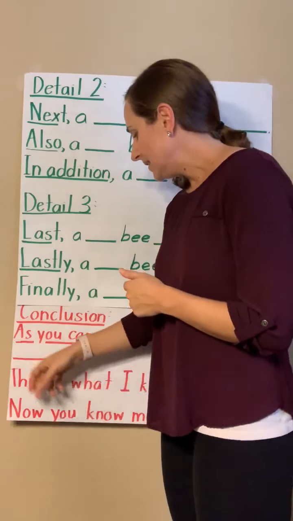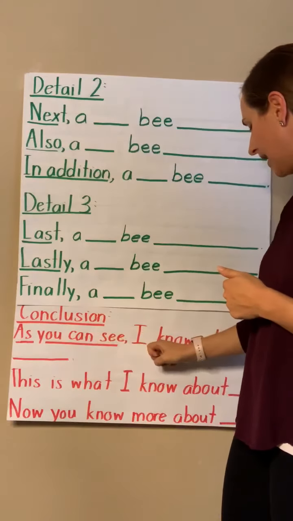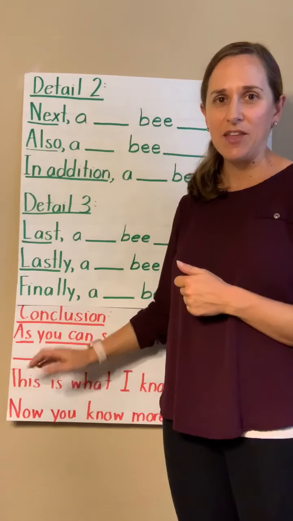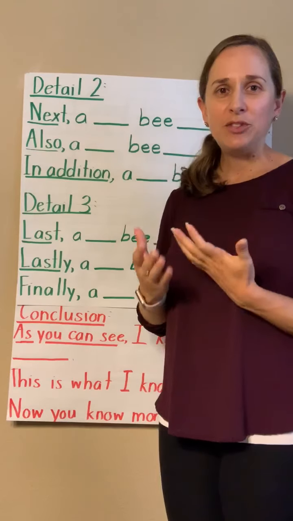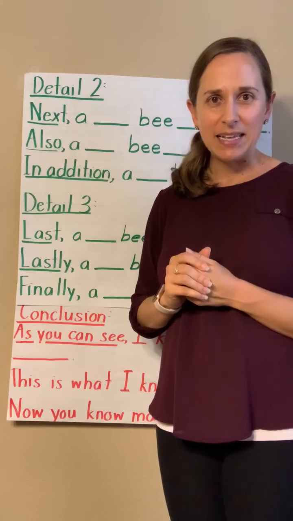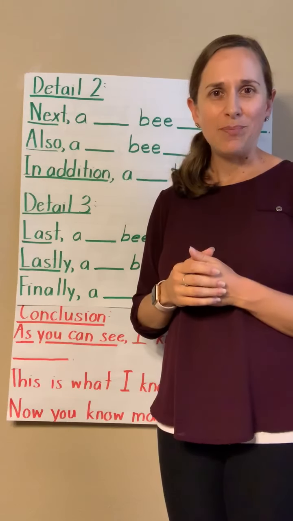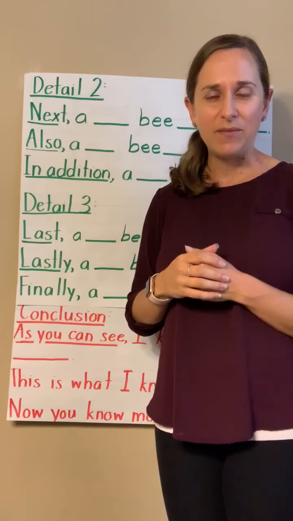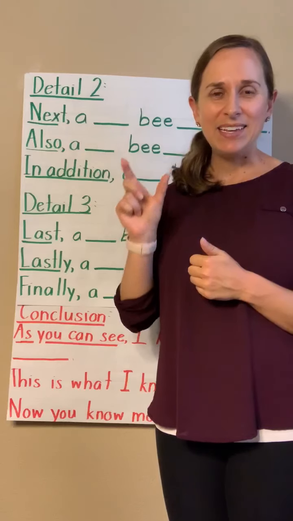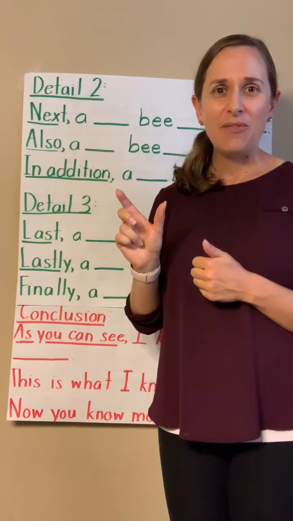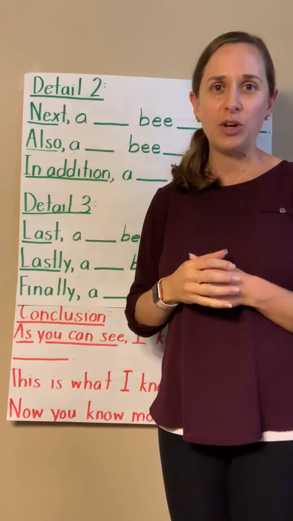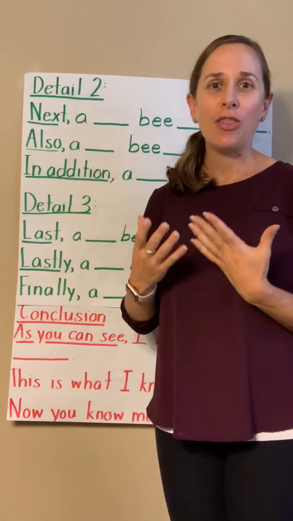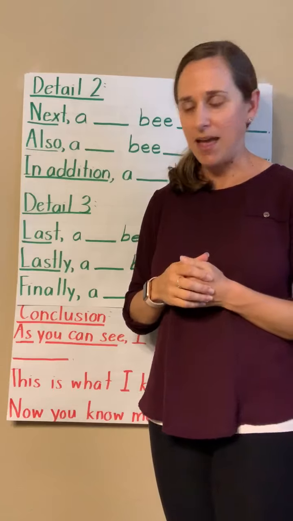The first one says, as you can see, I know a lot about, and then there's a blank. So if students go back up to their topic sentence, they'll see that they wrote something about the fact that there are 3 different kinds of bees in a hive. So they'll want to make sure that they end their conclusion very similarly to how they wrote their topic sentence, mentioning that they know that there are 3 different kinds of bees in a hive.